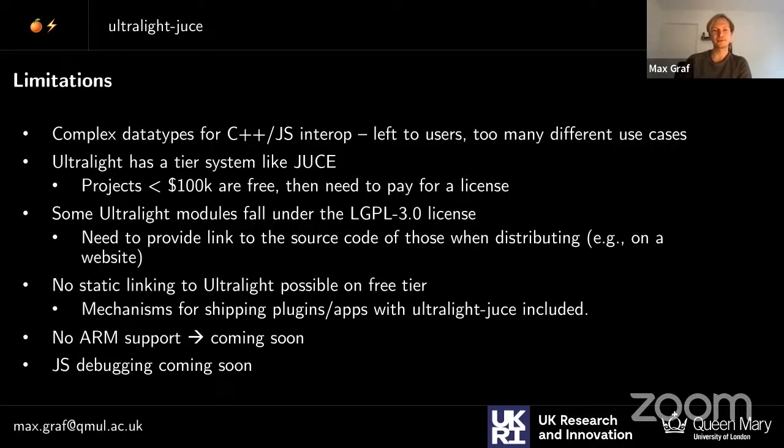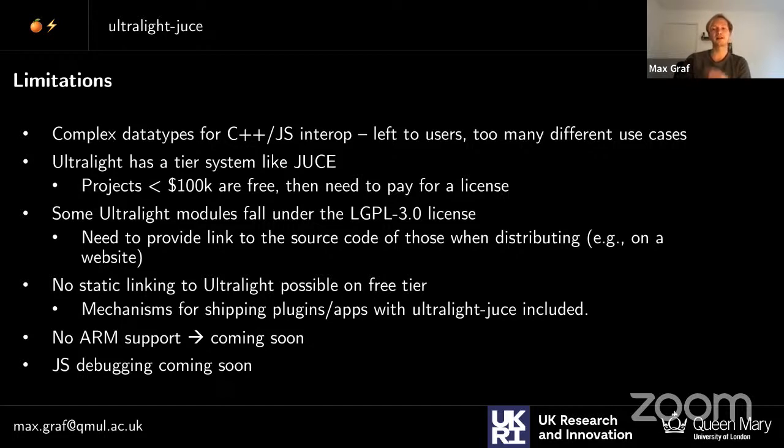However, I've kind of worked around that issue because I faced it myself. The framework comes with some mechanisms for shipping plugins and apps with the free Ultralight tier. That's included both for Windows and macOS. You need to look into Linux as well, I guess. And then the last two: it doesn't support ARM right now, so you can't build your JUCE apps for Android phones at the moment, but that's coming soon.